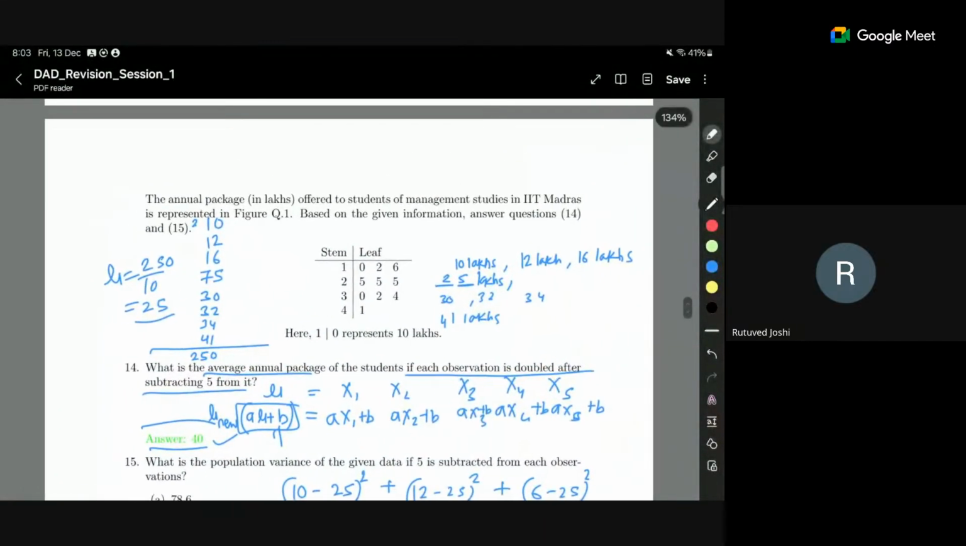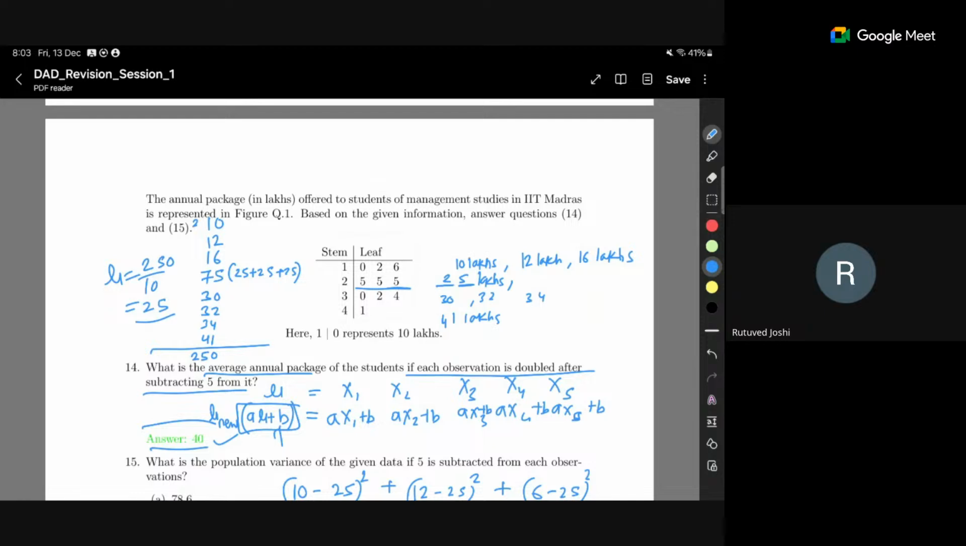410 divided by 10. No, for this one. This was 250 by 10. I mean, the summation is coming out to be 250, not 410. See, I did it here. The 75 is 25 plus 25 plus 25, three terms, so I wrote them together. If you do this, the summation is coming out 250, right? And then 10 observations are there. So the mean is 25.